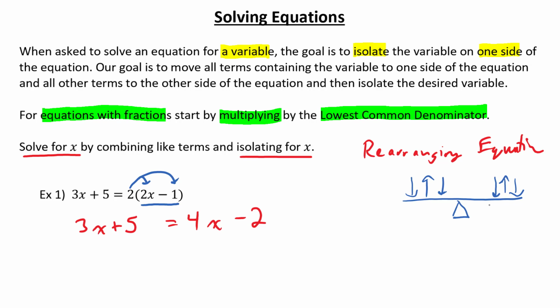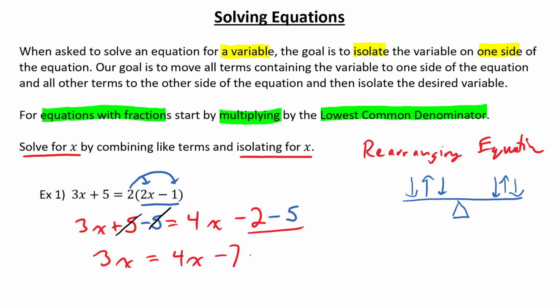Now I want to get rid of the 5. It's positive 5. So to get rid of it, I just subtract 5. No big deal. But to make sure it stays in balance, I must subtract both sides by 5. In doing so, the 5's cancel out on this side. This gives me 3x equals 4x. We'll combine these together. 2 minus 5 is minus 7.